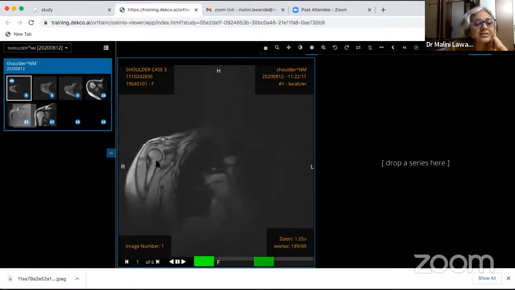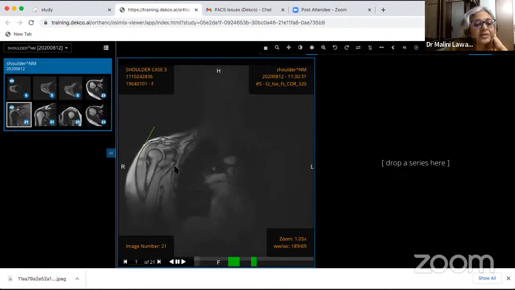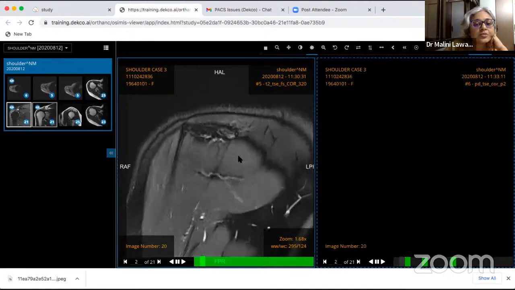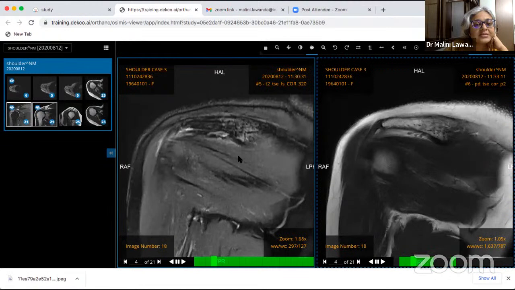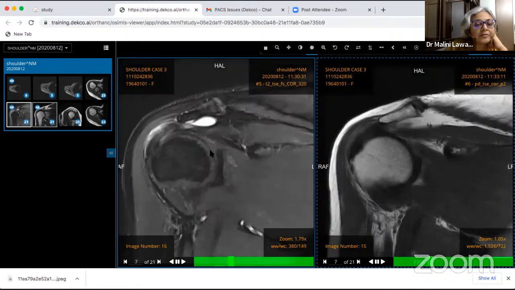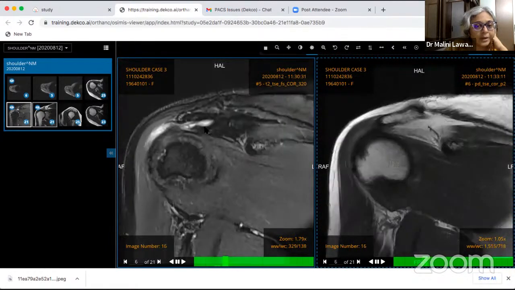So always in shoulder, we start looking at the coronal images first and then correlate for other structures. So the supraspinatus, infraspinatus, we'll see on coronal and sagittal. Subscapularis, we'll see on sagittal and axial. So here, when I look at this, there is subacromial moderate bursal fluid.